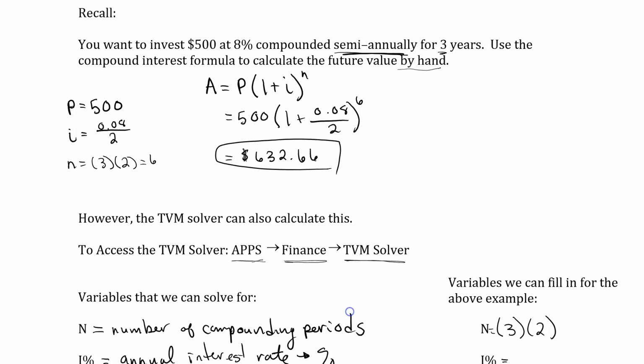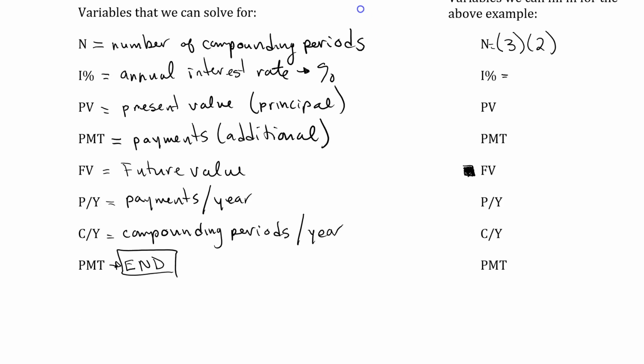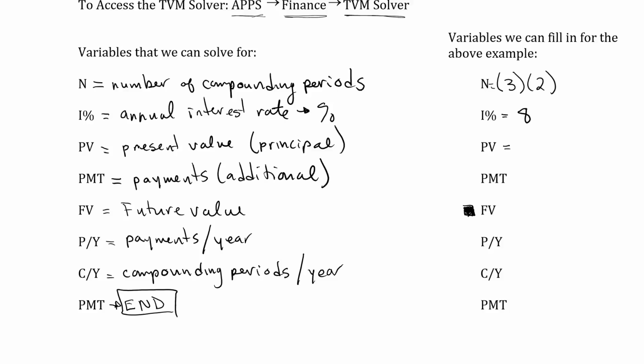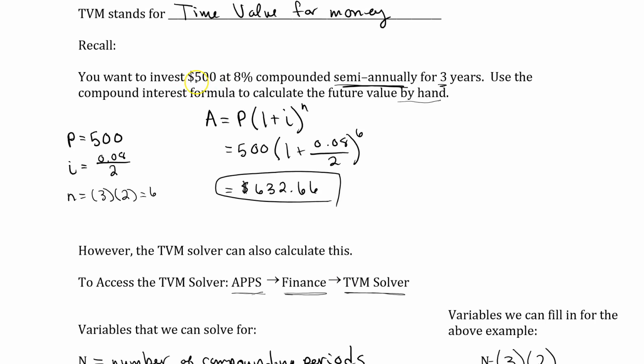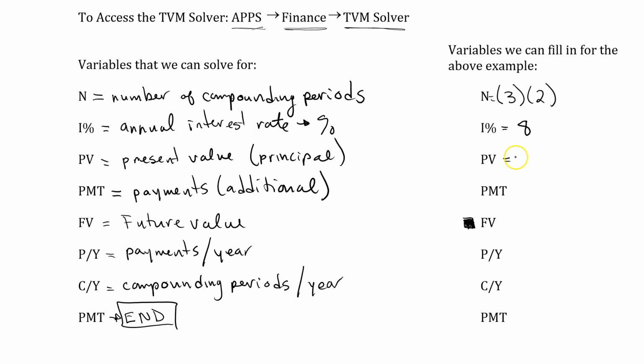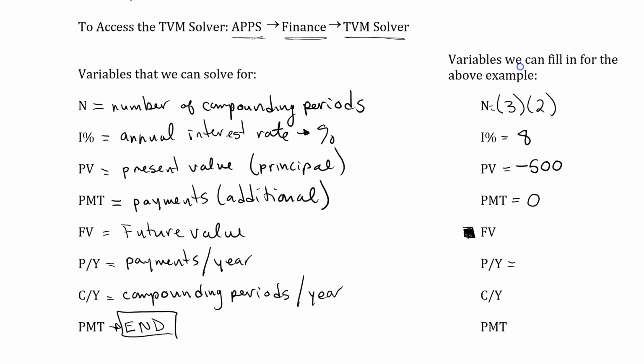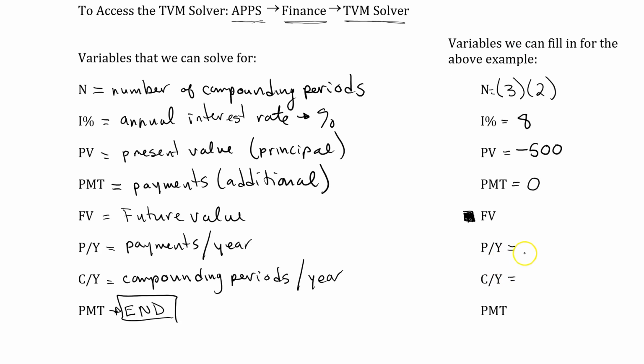The I is 8. We're not going to write it as 0.08 here. We're literally going to write it in as an 8. Our present value is 500. I'm going to say that we're going to type it in as negative 500, and we're going to come back to that explanation as to why. Payment, no additional payments are being used at this time, so we just keep it at 0. We skip down to PY, and we look here, semi-annually. So the number of payments per year and compounding periods per year is the same. It's 2 and 2. Payment, we're just going to keep that at end.